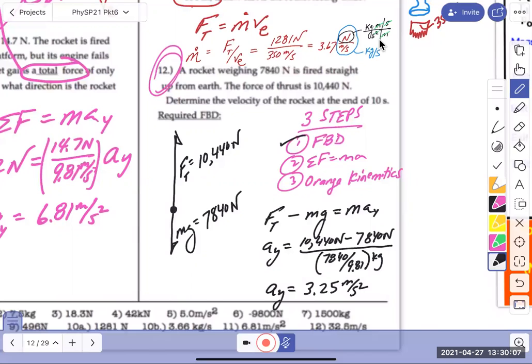So the last thing is to then use your orange kinematics, and your first orange will do. So we have V final equals V naught plus AT. Well, V naught is 0, we have to assume on the launch pad. So V final then equals 3.25 meters per second squared times 10 seconds. And so final velocity is 32.5 meters per second, which is not that fast, but that's up to 10 seconds. Okay, any questions on that?